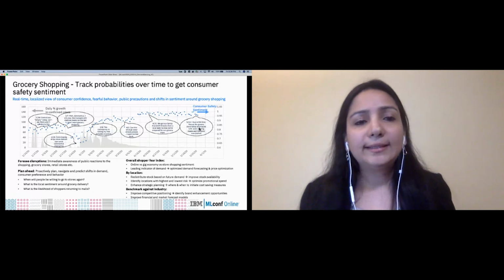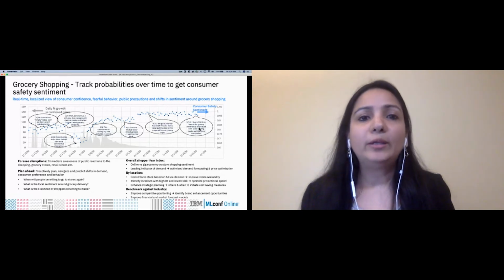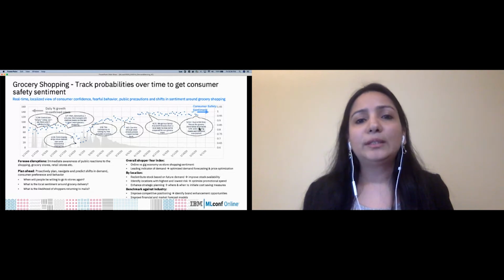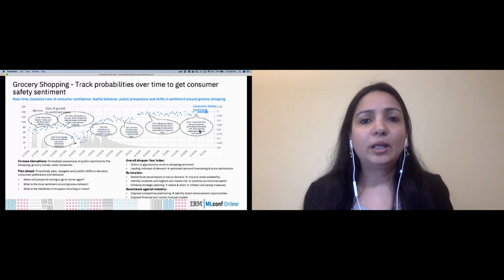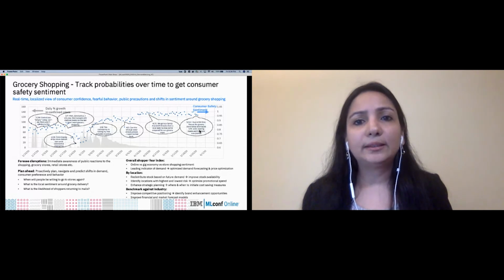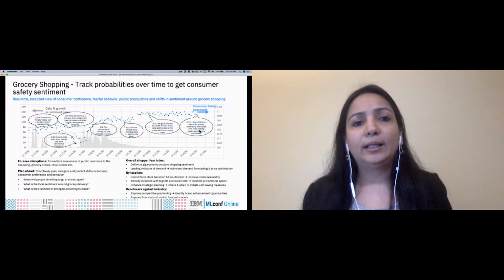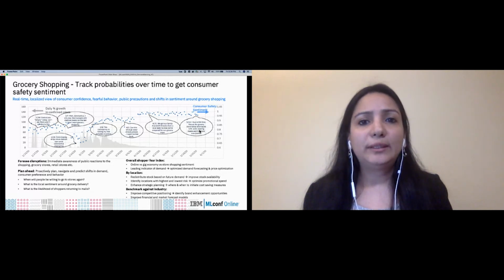So this index can be used to determine things like when will people be willing to go to stores again? What's the likelihood of shoppers returning to malls? We can also see how shoppers are viewing online shopping versus a gig economy grocery delivery app and going in-store. And this can allow CPG and retailers to identify locations with the highest and lowest risk and then redistribute stock based on expected future demand.